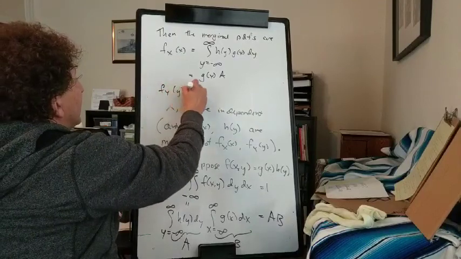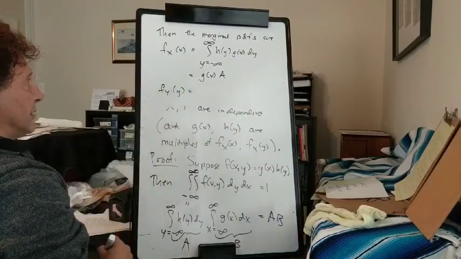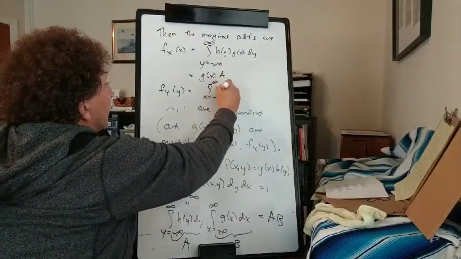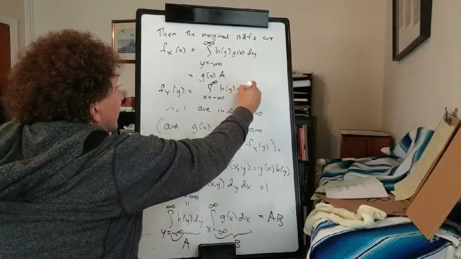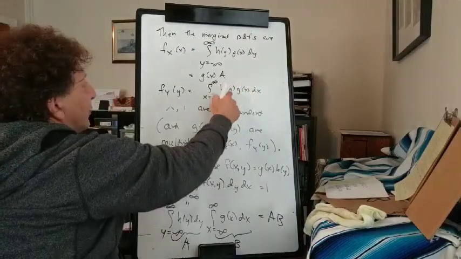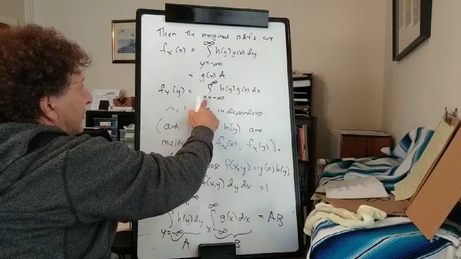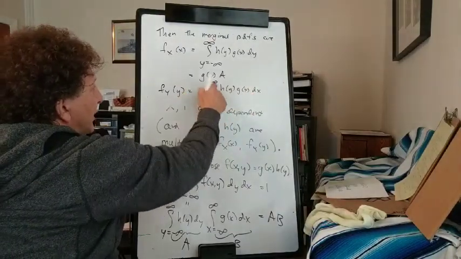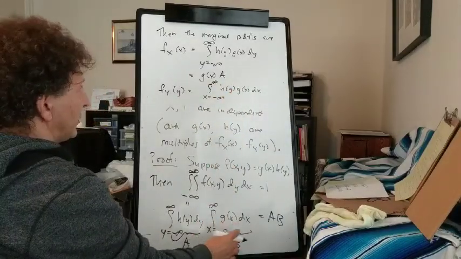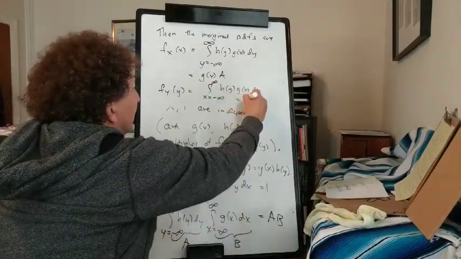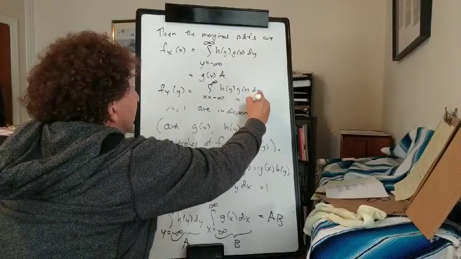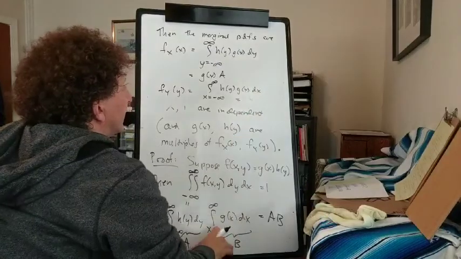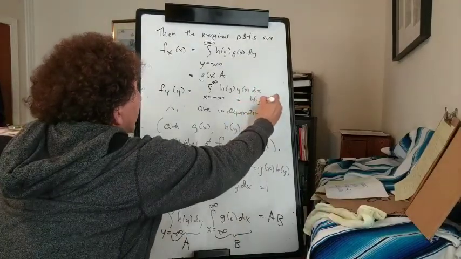And similarly, the y marginal density function is the integral as x goes from negative infinity to infinity of h of y g of x dx. H of y is just a constant if we're integrating over x dx. We can pull that out, but then the integral from negative infinity to infinity of g of x is some other number b. So this is h of y times b.